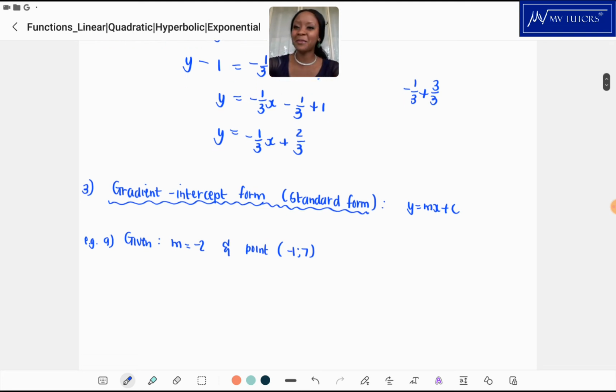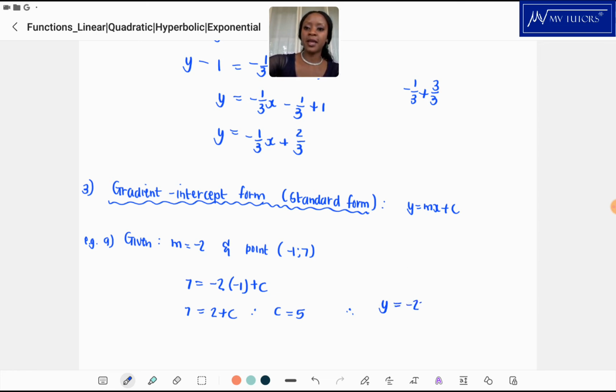So what do I mean by that? I have a point, right? So I'm going to substitute 7 in the place of y. In the place of m, I have negative 2. In the place of x, I have negative 1. And then I'm left with c. So I then have 7 is equal to 2 plus c, and therefore c would be equal to 5. Great. So if I were to write down my equation, I know that the gradient is negative 2x, and I know that c is 5.